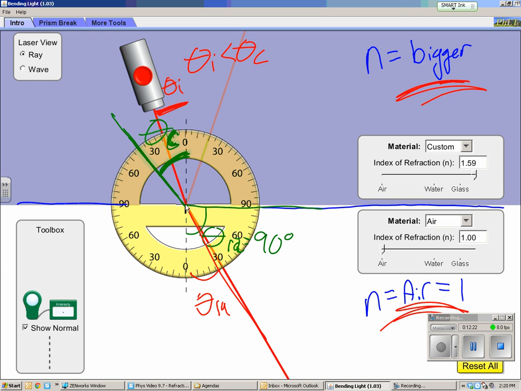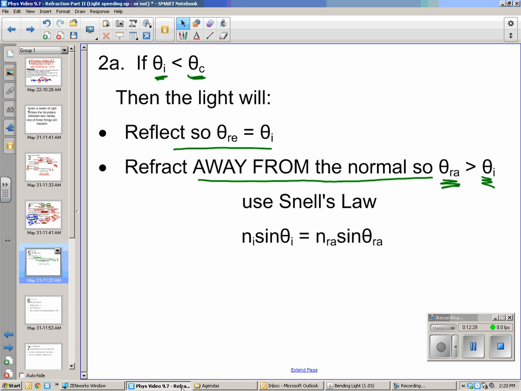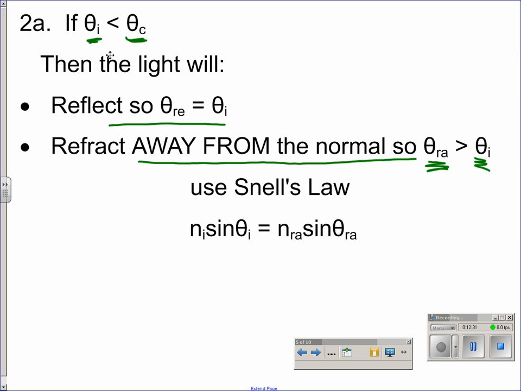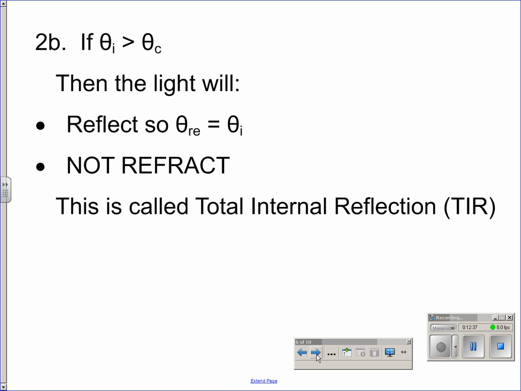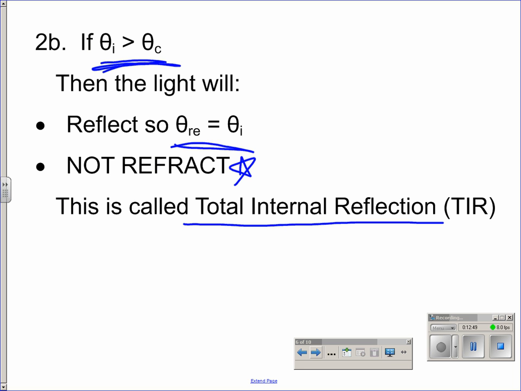The other possibility, then, is this. That was if your angle of incidence is less than your critical angle. The last possibility is if your angle of incidence is bigger than your critical angle. In that case, the light will reflect, just like always, and it does not refract. When that happens, this is called total internal reflection.